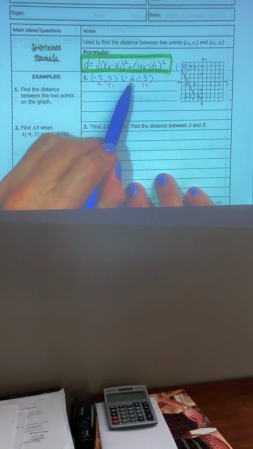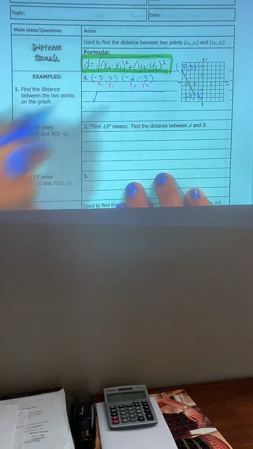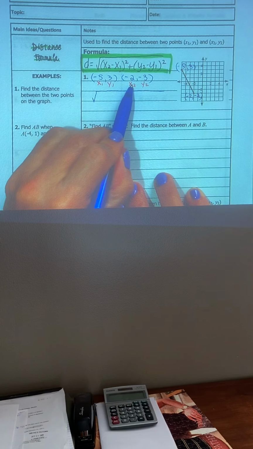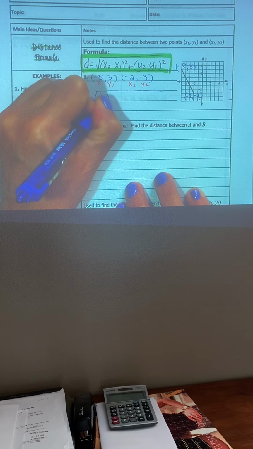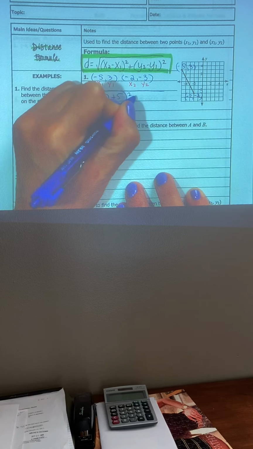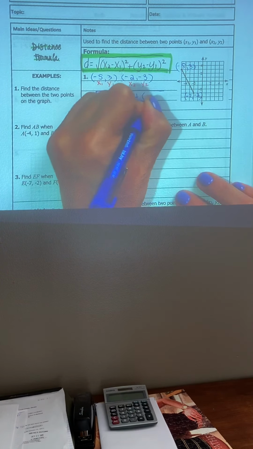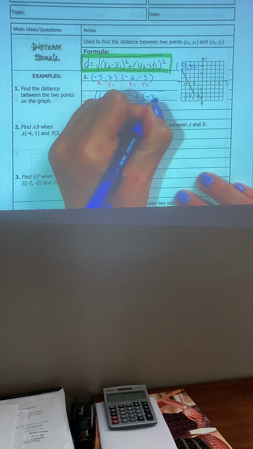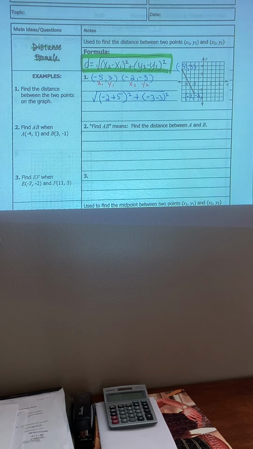Okay, so here we go. x2 minus x1. First of all, don't forget you do need the square root sign. x2 minus x1 squared. So we got -2 minus -5, which is -2 plus 5 squared, plus y2 minus y1. So -3 minus 3 squared. And this is how you should show your work. Just like this, and then you compute.